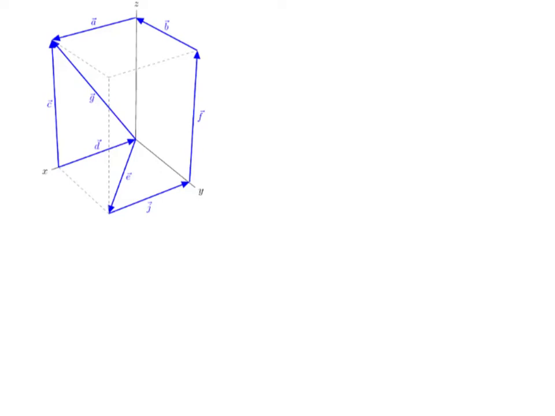Hello students. We're going to explore the relationship amongst different vectors embedded in this figure here.